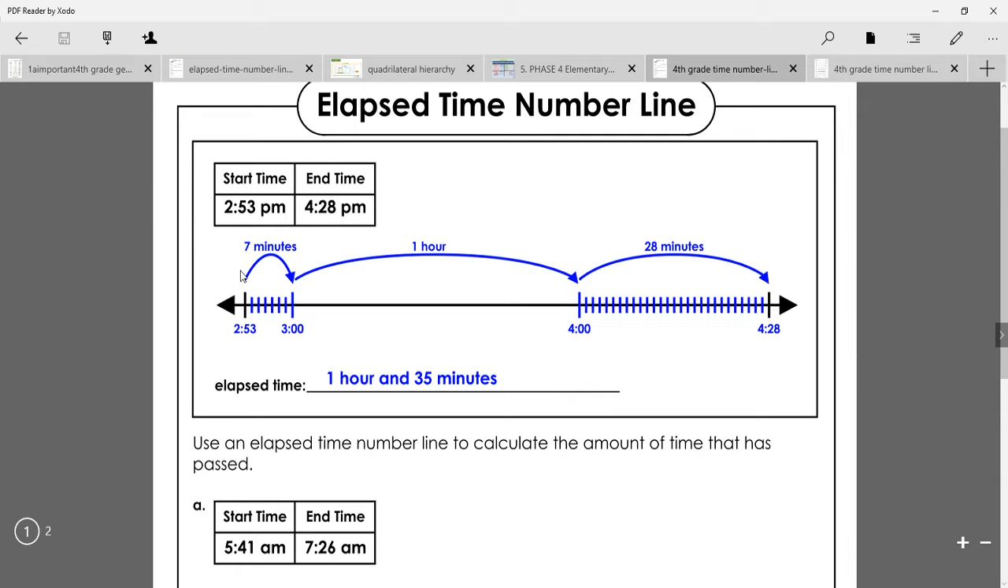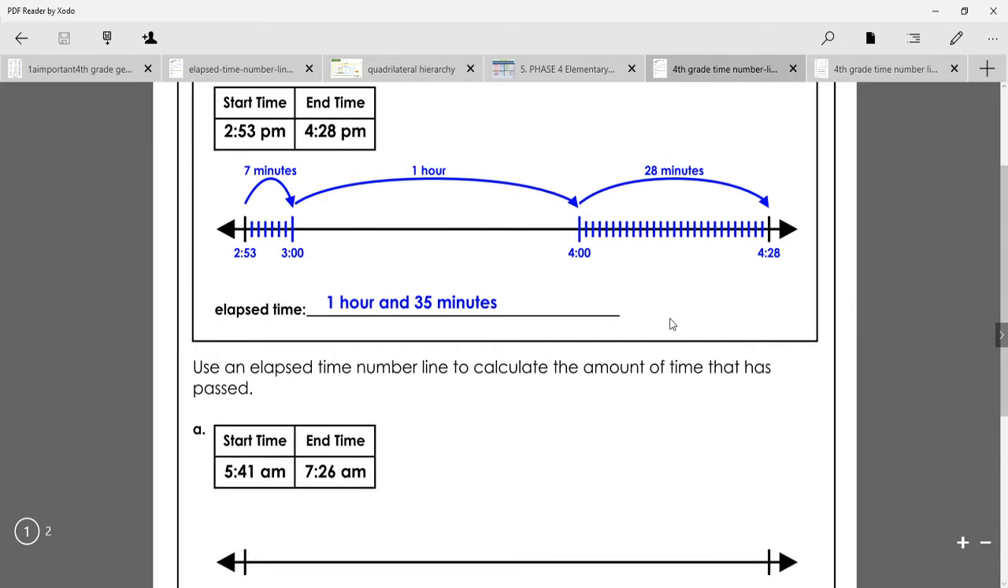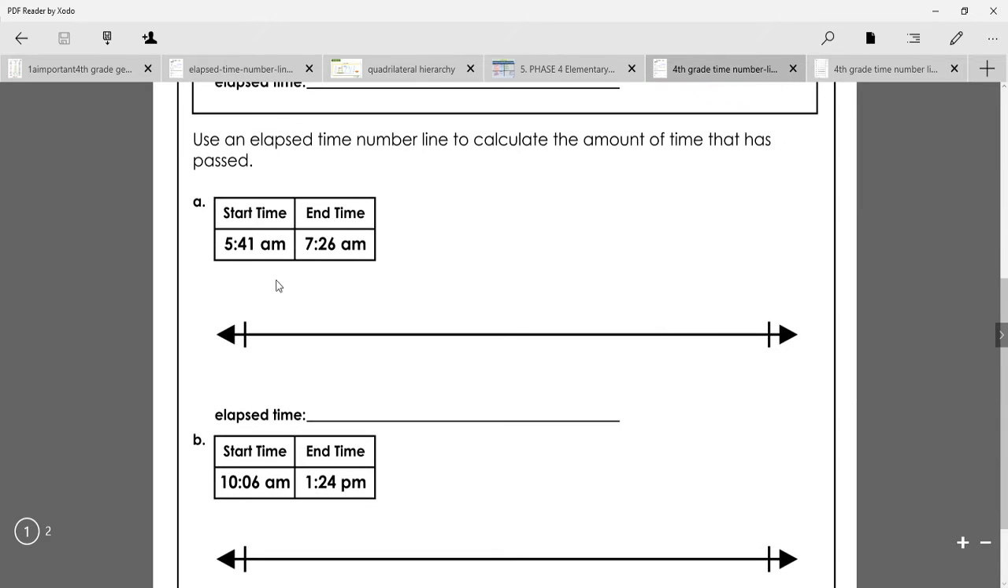Or you can do it like this, where you go from 2:53 to 3 o'clock, and then you hop an hour to 4 o'clock, and then you figure out how many more minutes it is till 4:28. That's a pretty good way of doing it, right? So let's just go through, and we are going to see a couple of ways to do this, right?